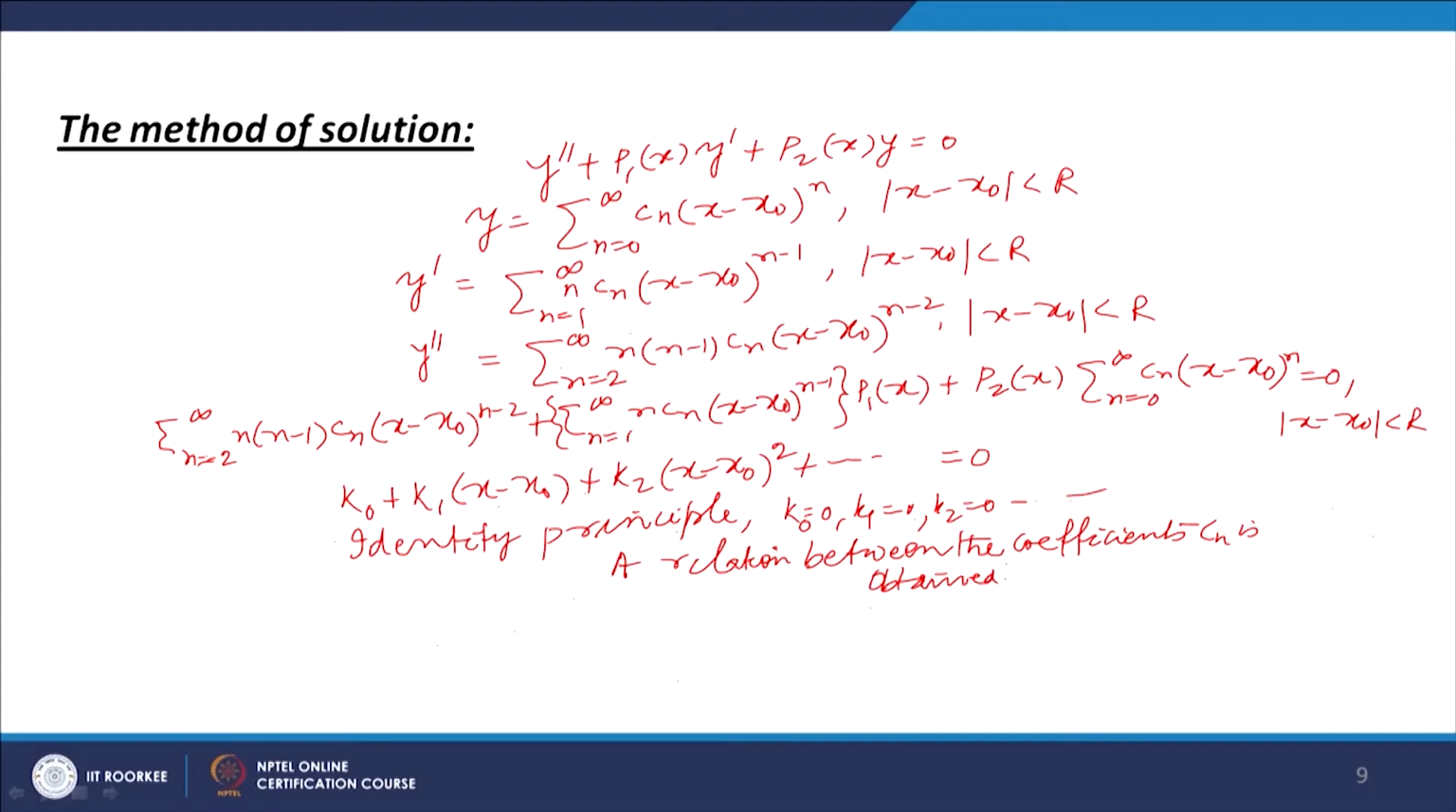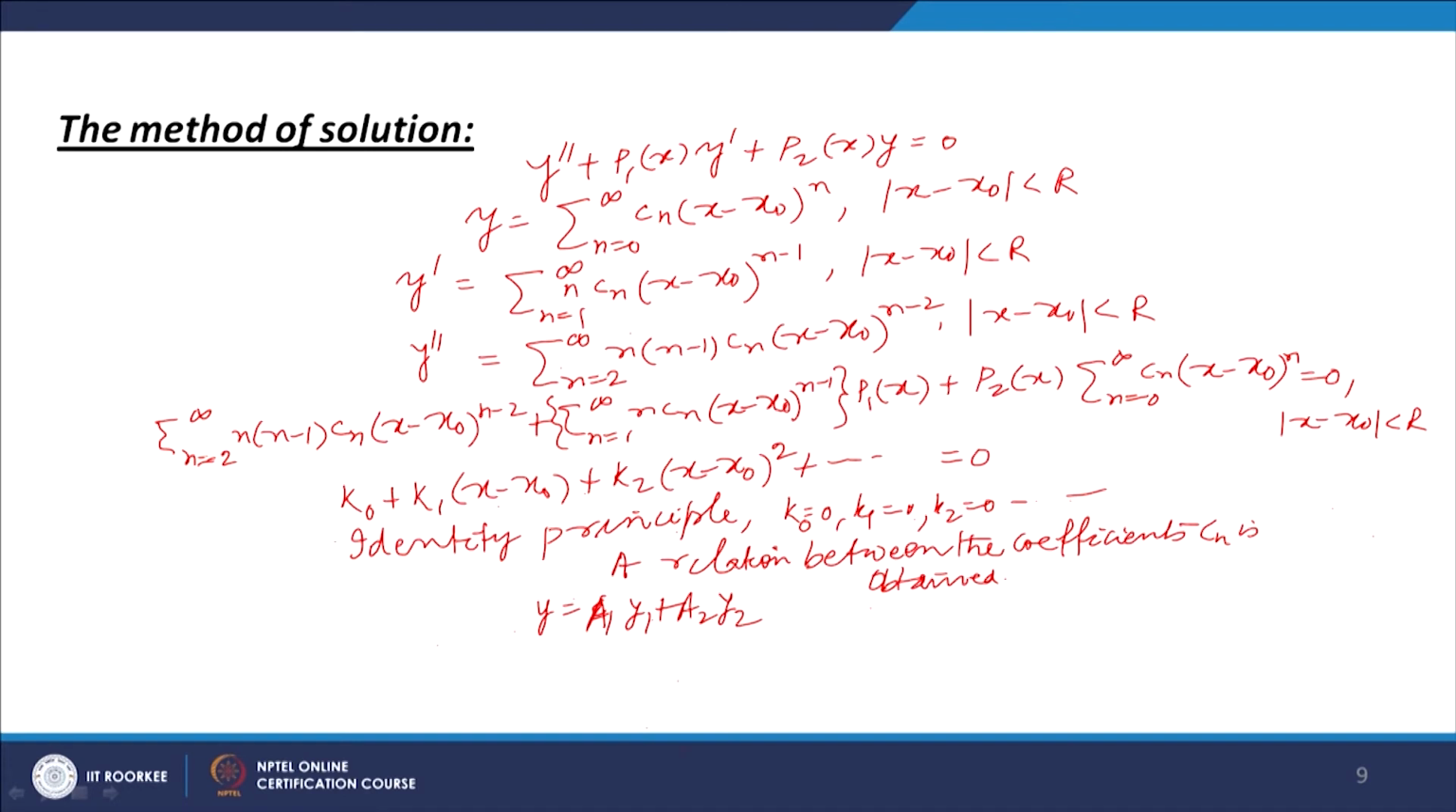From where we will be able to find the values of the coefficients C0, C1, C2, C3 and so on. Then suppose y1 is one solution and y2 is another solution, then the general solution will be y equal to A1 y1 plus A2 y2. So, we will get two power series solutions, and the two independent solutions y1, y2 we will have by establishing the relation between the coefficients Cn. Two power series solutions will be obtained, and A1, A2 are two arbitrary constants.